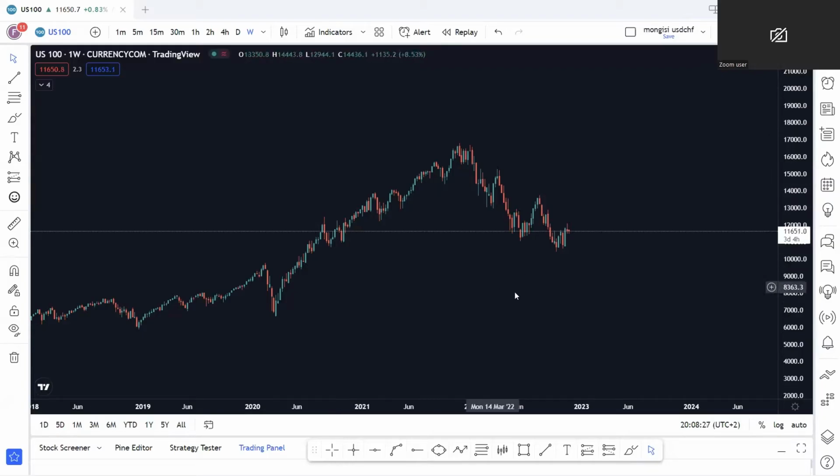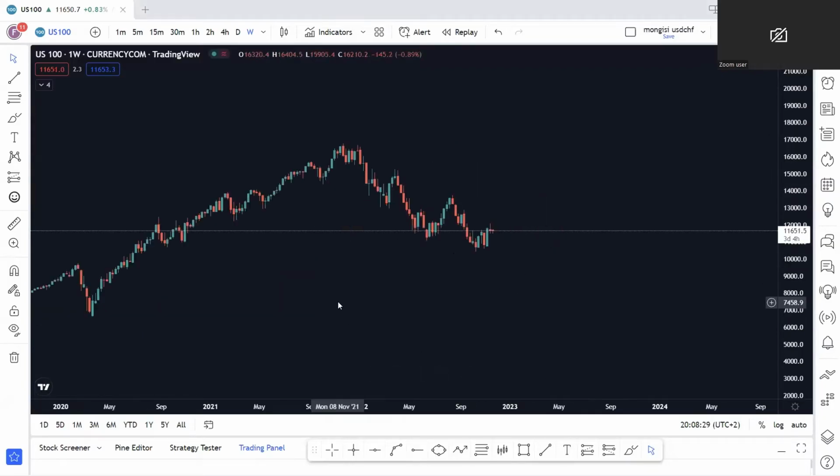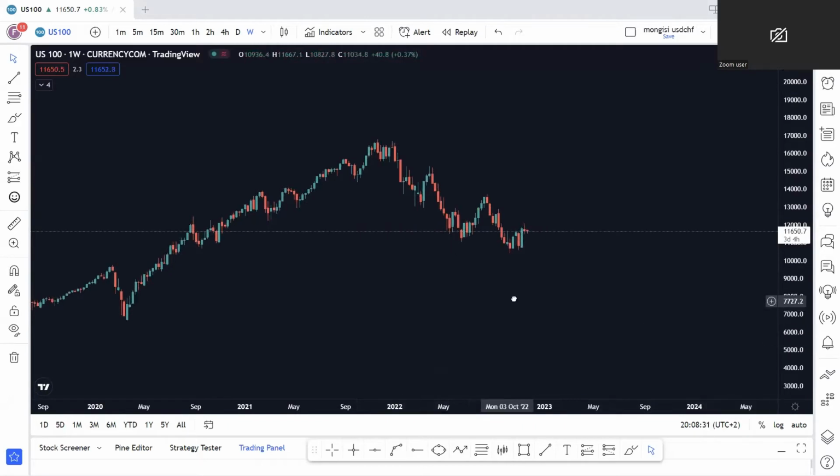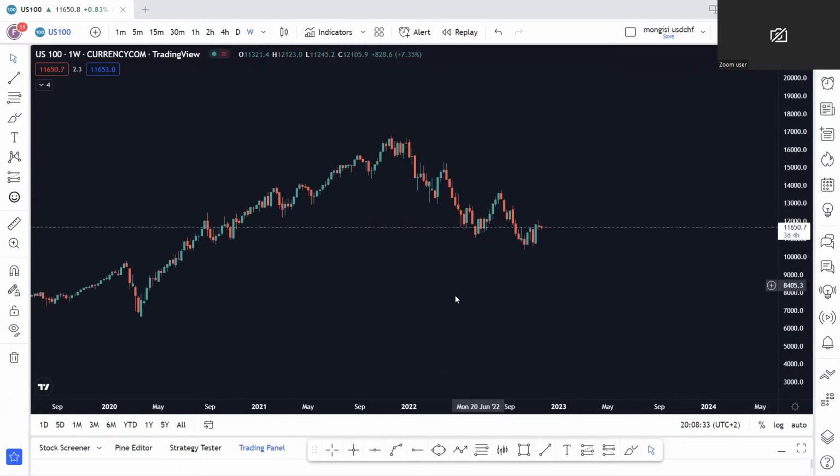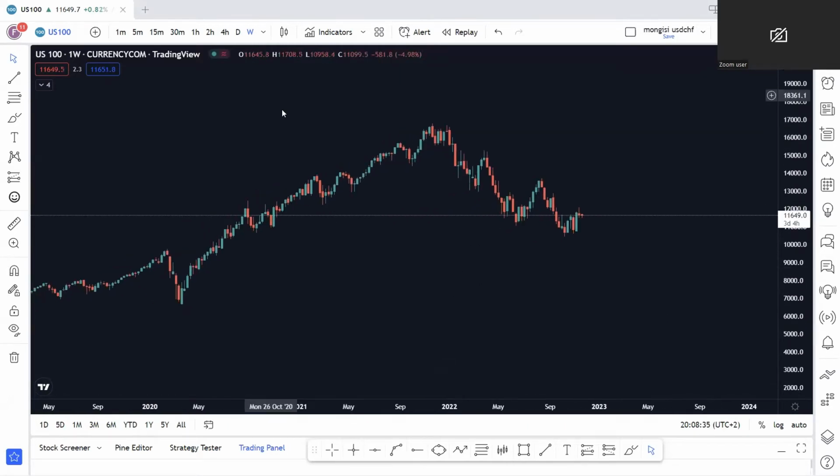Let's see. We're starting on the weekly time frame. A very beautiful chart. Just looking at it, you can see that it is going down, since this is an uptrend. Now it's moving on the downside, as you all can see on the weekly time frame.